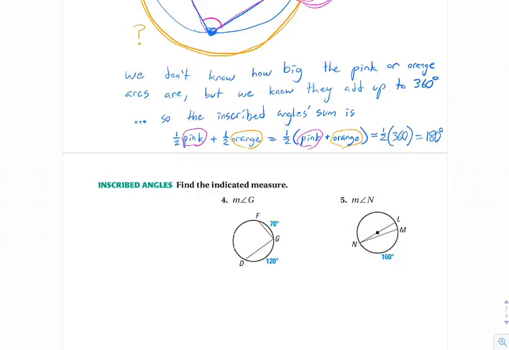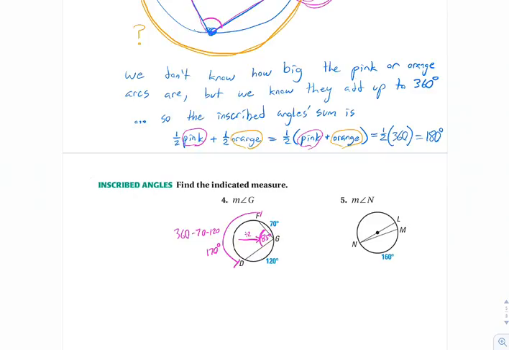Okay, so it wants us to find the measure of angle G here. So we would look at this and we'd say, okay, well, we have a whole circle of 360. So we could find out this remaining portion by 360 minus 70 minus 120. We get that we have a 170 degree arc here. And so then the measure of angle G, which is an inscribed angle, must be half of that. So we get 85 degrees in here because that's half of 170.